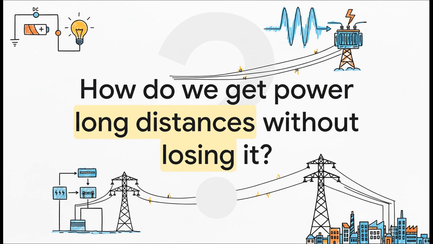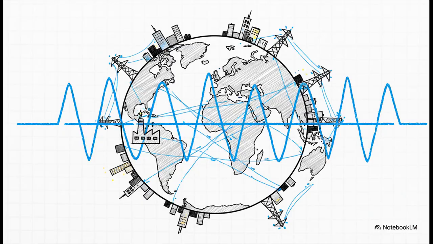I mean, how on earth do you get a gigantic amount of power from a hydroelectric dam way out in the mountains, send it across hundreds of miles of country, get it to a city, and then into your house, without it all just fizzling out? DC just couldn't do the job. They needed a completely new way of thinking. And the solution they came up with? Oh, it was an absolute game changer. It literally changed the world.